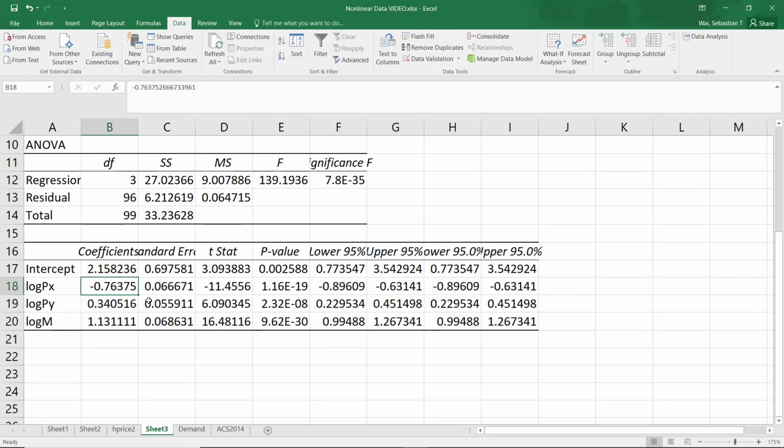So our estimated price elasticity of demand is negative 0.76, so it's inelastic. We've got our estimated cross-price elasticity 0.34, so we've got substitutes, and our income elasticity estimate 1.13. It's positive, so we have a normal good. And that is it for using natural logs in regressions. In the next video, we're going to look at one more nonlinear functional form, the polynomial.